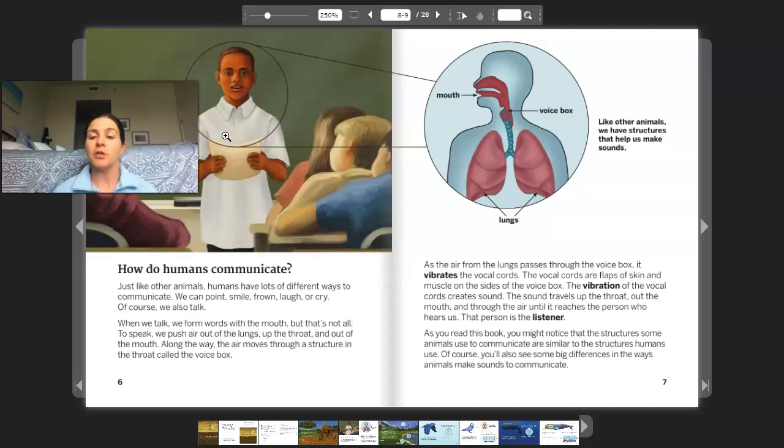As you read this book, you might notice that the structures some animals use to communicate are similar to the structures humans use. Of course, you'll also see some big differences in the ways animals make sounds to communicate.